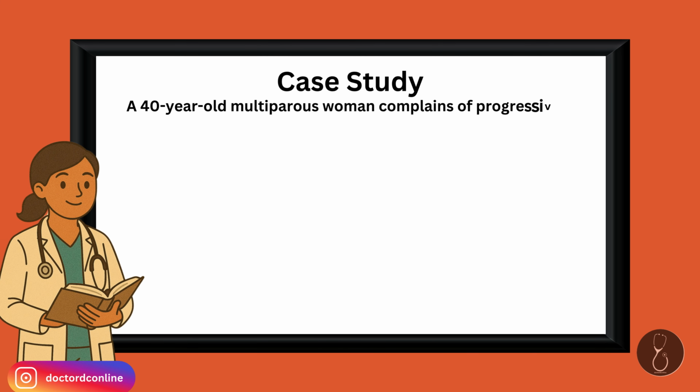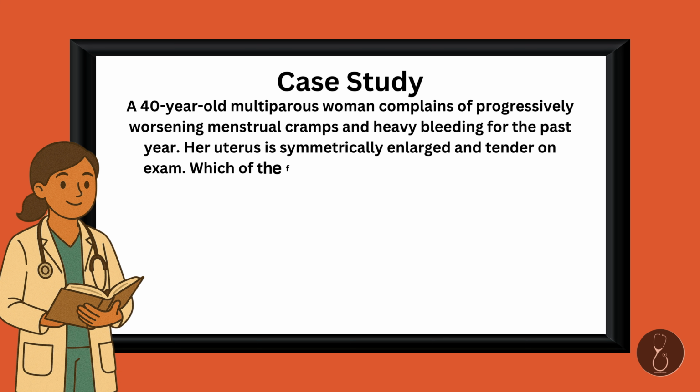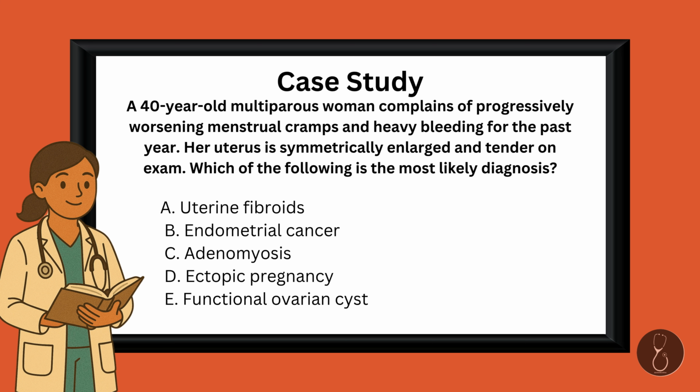A 40-year-old multiparous woman complains of progressively worsening menstrual cramps and heavy bleeding for the past year. Her uterus is symmetrically enlarged and tender on exam. Which of the following is the most likely diagnosis? A. Uterine fibroids. B. Endometrial cancer. C. Adenomyosis. D. Ectopic pregnancy. E. Functional ovarian cyst.